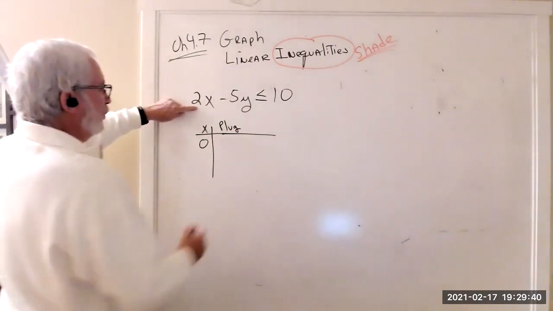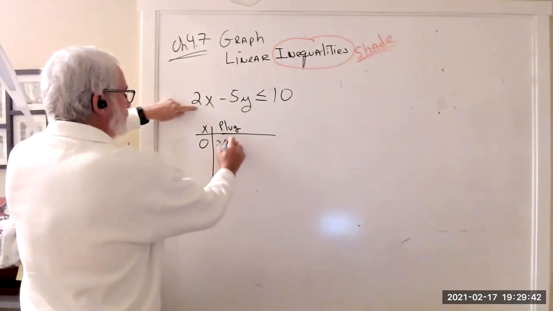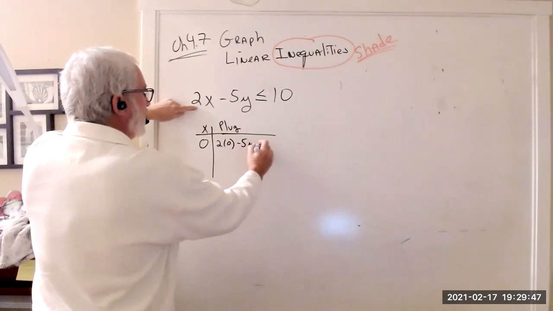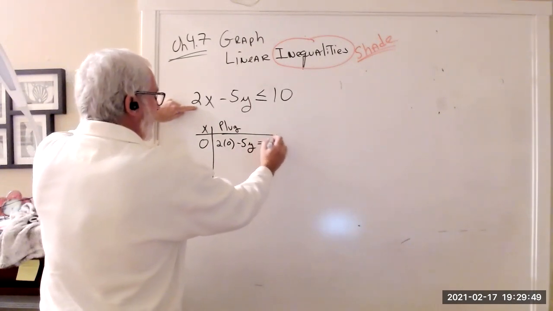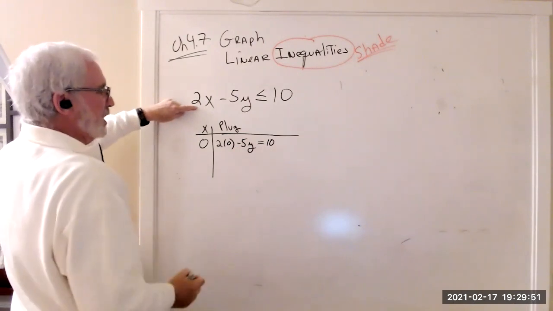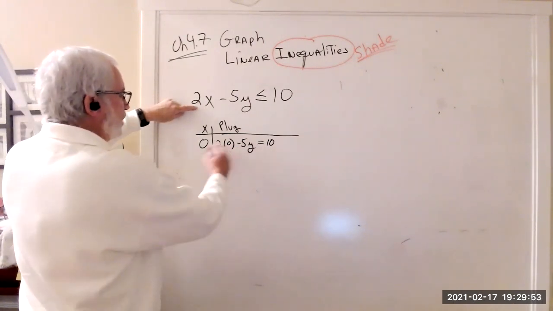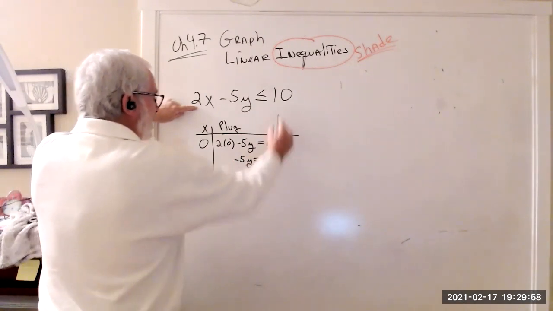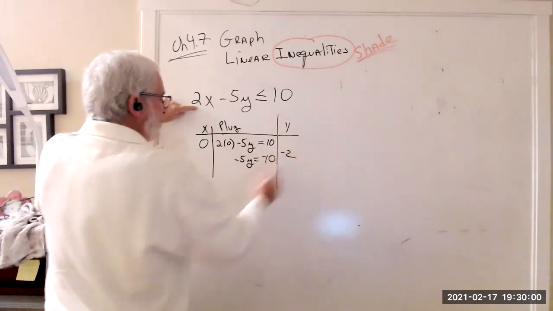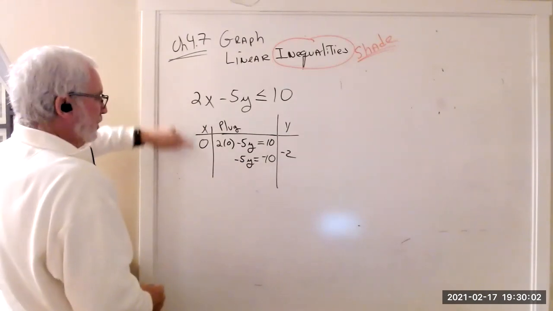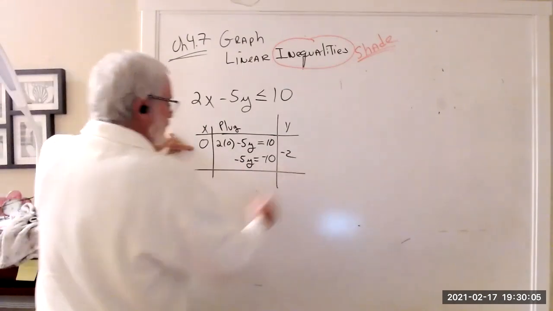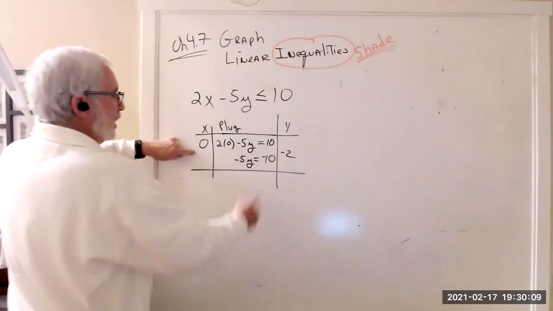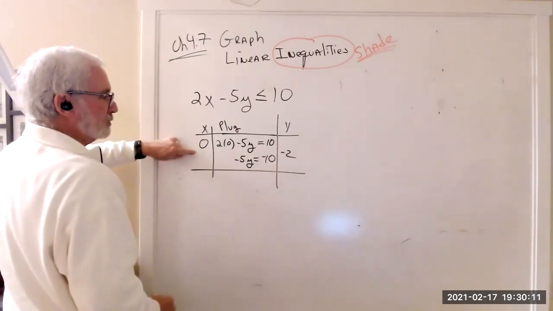So if x is 0, we have 2 times 0 minus 5y. We're going to pretend that it's equal to 10 for now, because we don't care. So this is negative 5y equals 10. This tells me y is negative 2. Remember, this is one of the first ways we graphed a line: we plugged in 0 for x, and got y is negative 2.